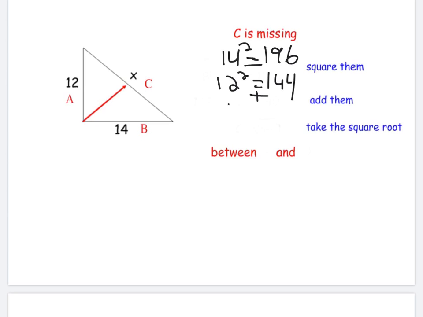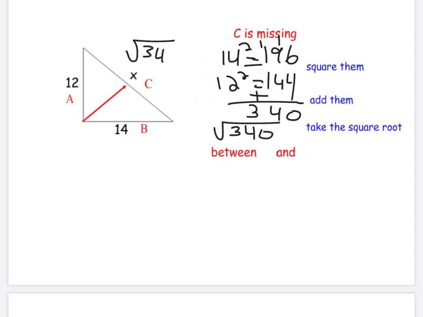to add these together. So 6 plus 4 is 10, carry the 1. 9 plus 1 is 10, plus 4 is 14, carry the 1. 1 plus 1 plus 1 is 3. So I take the 340, and I have to then take the square root. So C is the square root of 340 units. I don't know exactly what that is, however, but I know that that is between 18 and 19, and it is closer to 18.